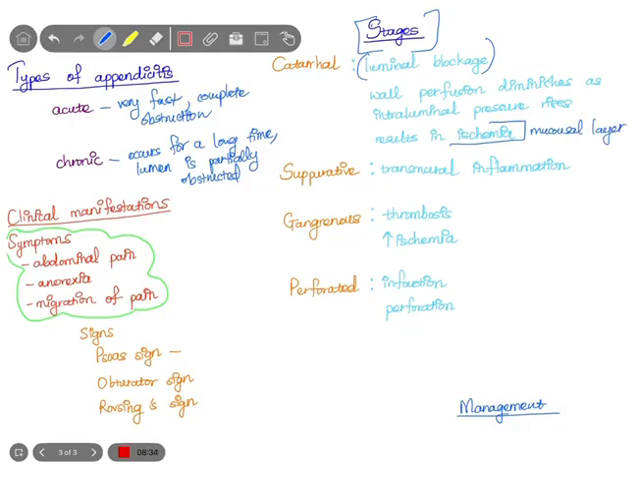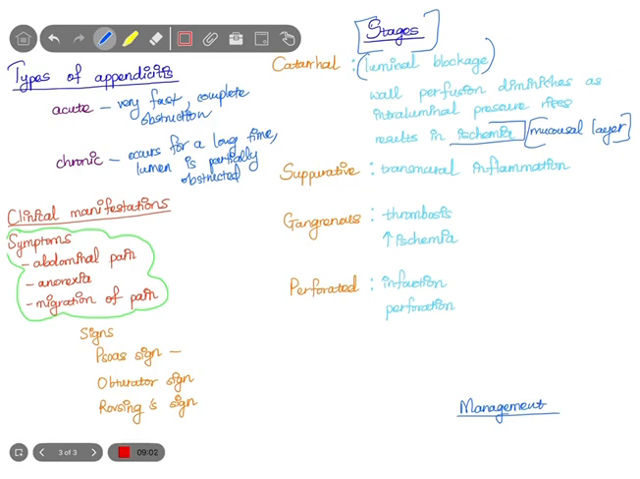Now in this one, the reason why it's called early appendicitis is because only the inner mucosal layer at this point, the barrier, is being affected. It has not yet spread across the layers of the appendix.